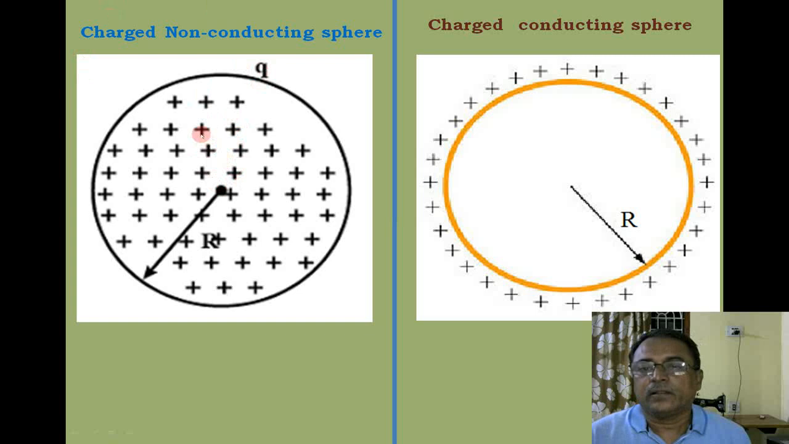Here there is repulsion between the two positive charges. Then these two charges have to go away from each other. But in this material, the charge cannot flow or move. So wherever the charge is given, the charge remains there. So in the case of the non-conducting sphere, the total charge is evenly distributed throughout the sphere.